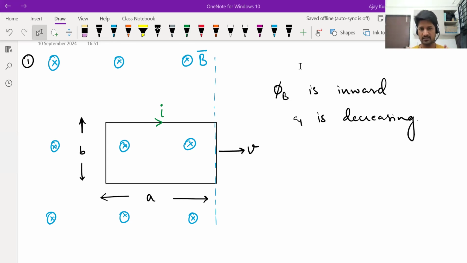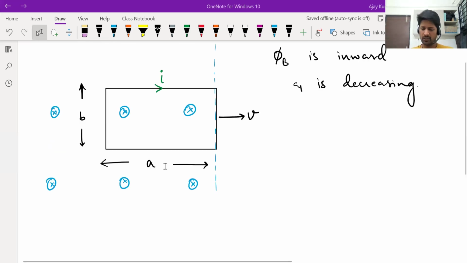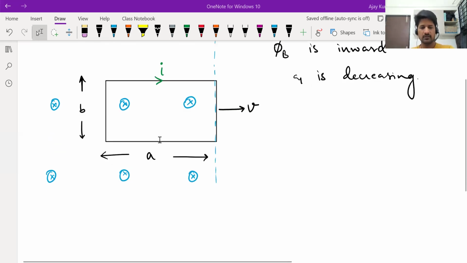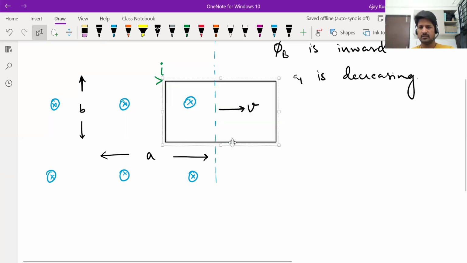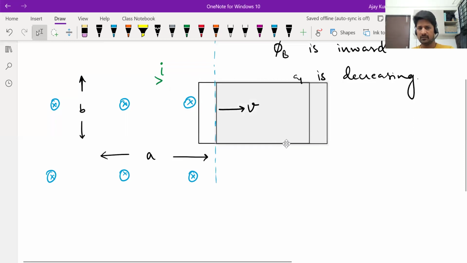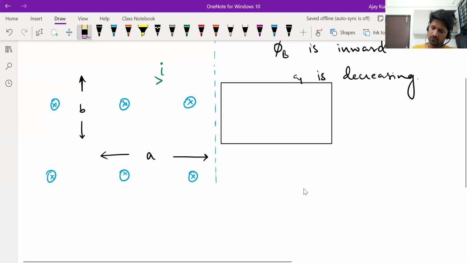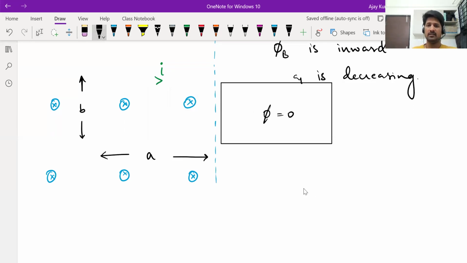So here the coil just started coming out of the magnetic field. So as more and more coil goes out of the magnetic field, you will see the flux decreasing. It will decrease further, decrease further. And when the coil is completely outside the magnetic field, the total flux through the coil now becomes zero because there are no field lines passing through it.